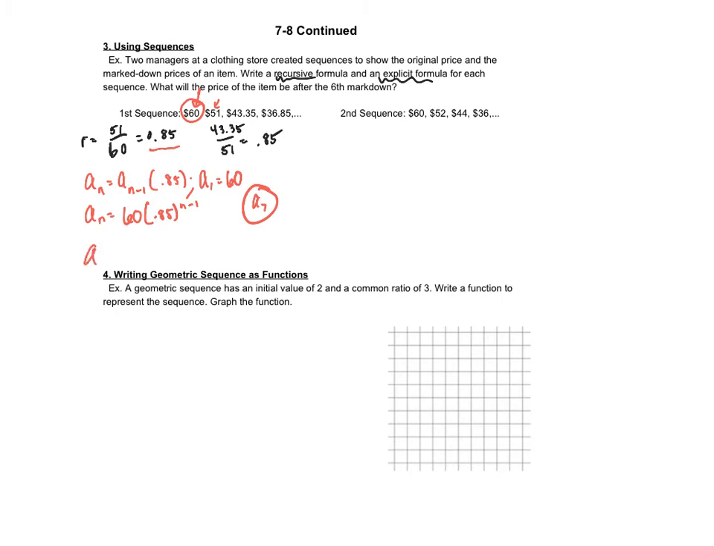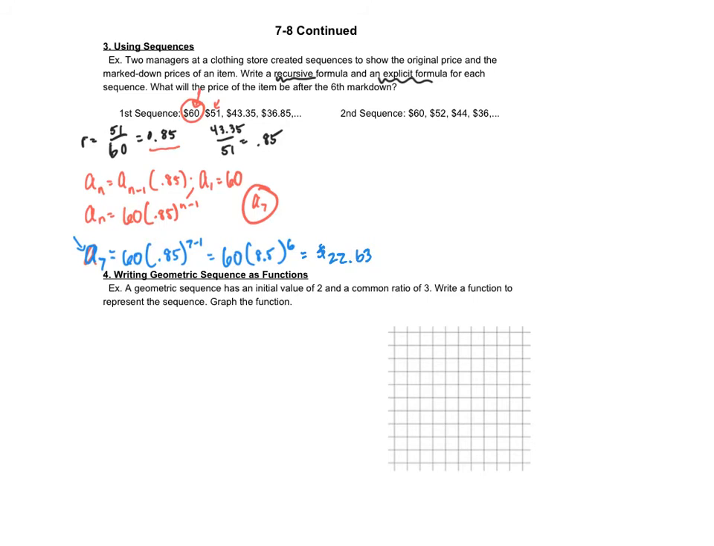So I just substitute into any of these equations. Doesn't matter which one. So I'm going to go ahead and use the explicit right here. And I have A7, because wherever I have an n, I'm going to replace it with 7, is 60 times 0.85 raised to the 7 minus 1, or the 6th power. Okay, and that is going to then be equal to, when I plug it into the calculator, $22.63. So that's the discount price with the first sequence from the first manager.